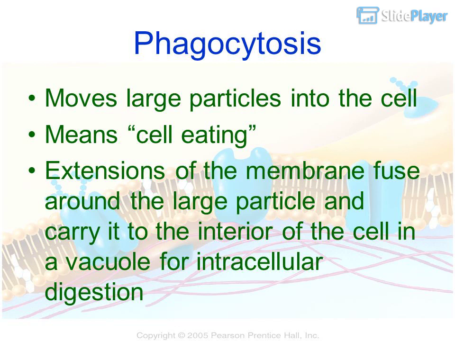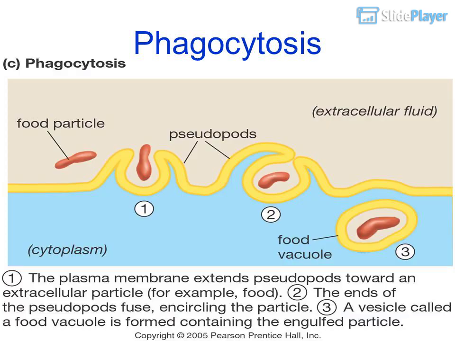Phagocytosis moves large particles into the cell and means cell eating. Extensions of the membrane fuse around the large particle and carry it to the interior of the cell in a vacuole for intracellular digestion.